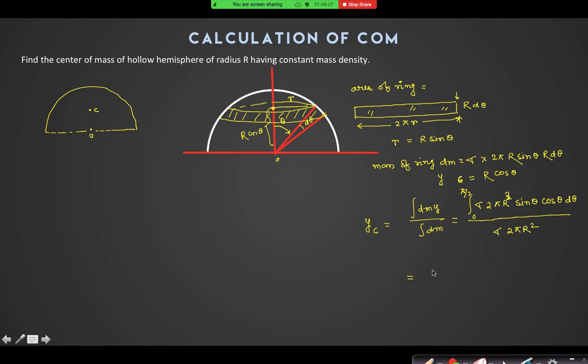Sigma 2 pi will get cancelled out, r square r cube, only r will be there. R by 2 into sine 2 theta d theta, can I say that? So what is the integral of sine 2 theta d theta? Is it half into minus cos 2 theta? Now what is minus cos pi? Cos pi is minus 1, so minus cos pi is plus 1. Minus of minus means plus, cos of 0 is plus 1. So this is 2, and the half will get cancelled out. So my answer will come to be r by 2. Yes or no?